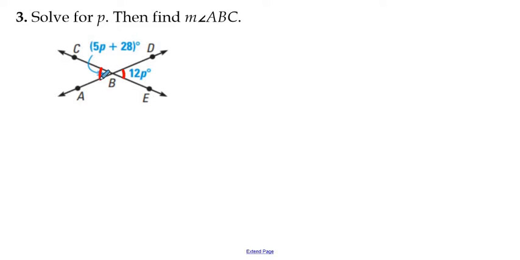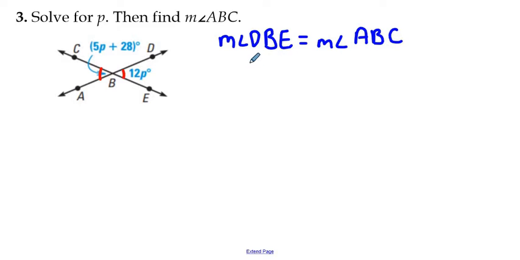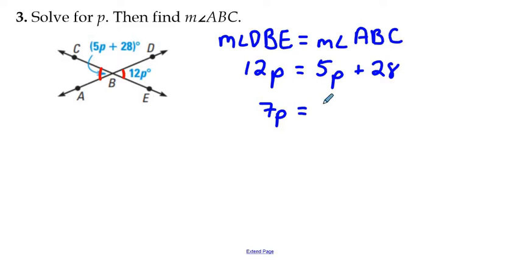Alright, so you set them equal to each other. So the measure of angle DBE equals the measure of angle ABC. Alright, so we have 12P equals 5P plus 28 degrees. Subtract 5P from both sides. You get 7P equals 28. Divide by 7, and you get P to be 4.